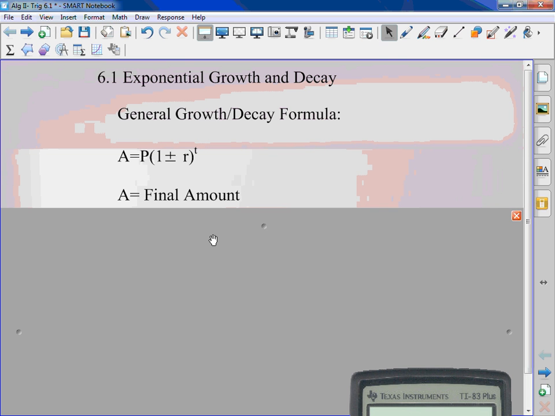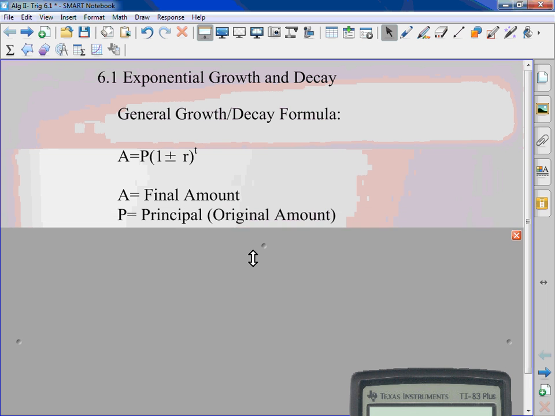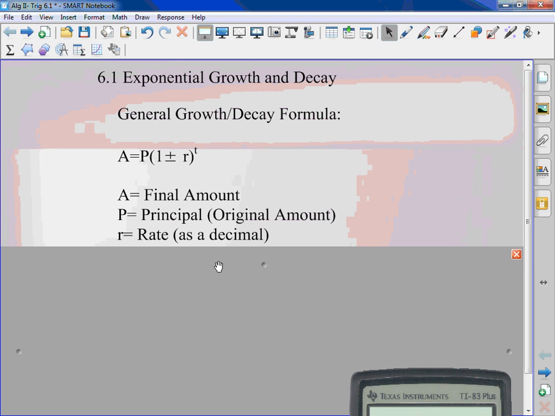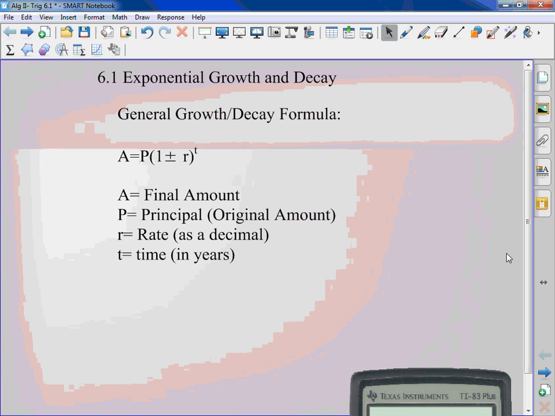A is standing for the final amount. P stands for the principal, or the original amount. The number 1 stands for the number 1. R stands for your rate as a decimal. What does T stand for? Time, in years.